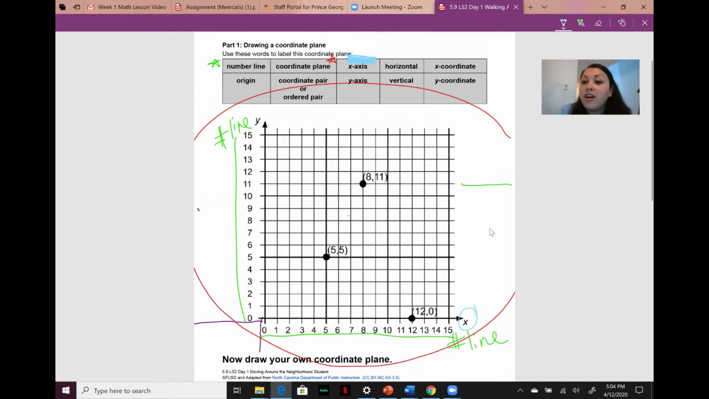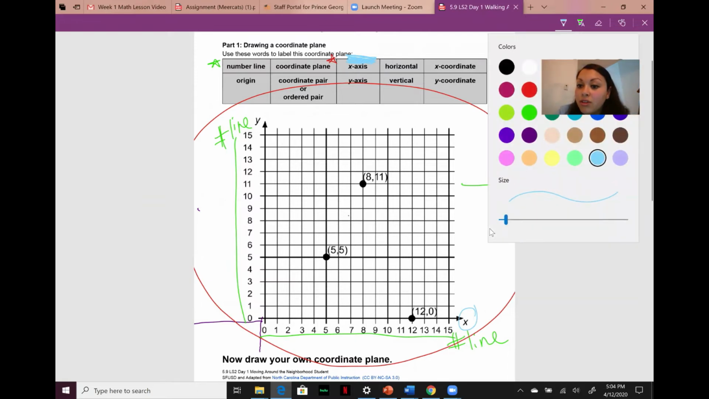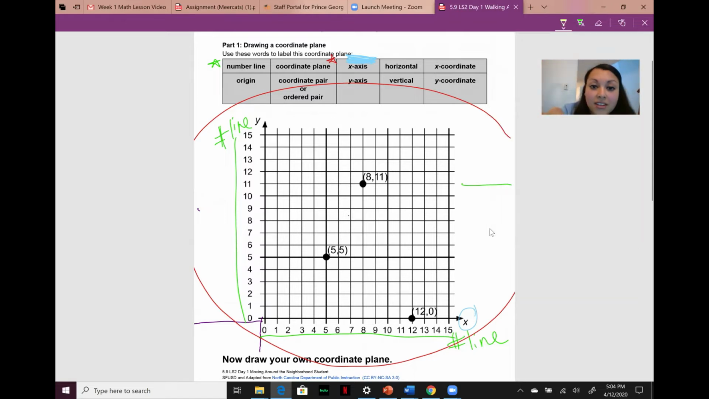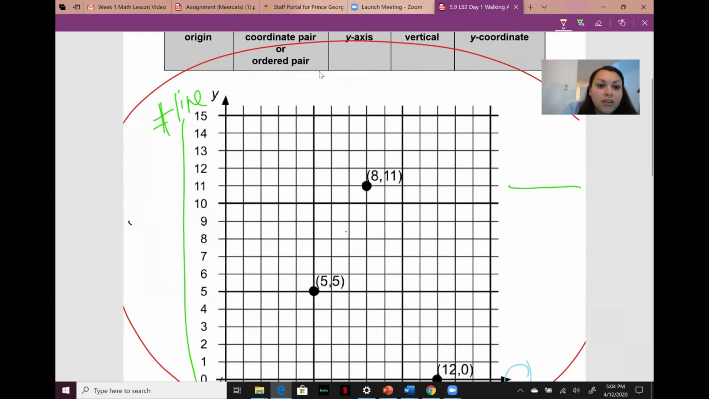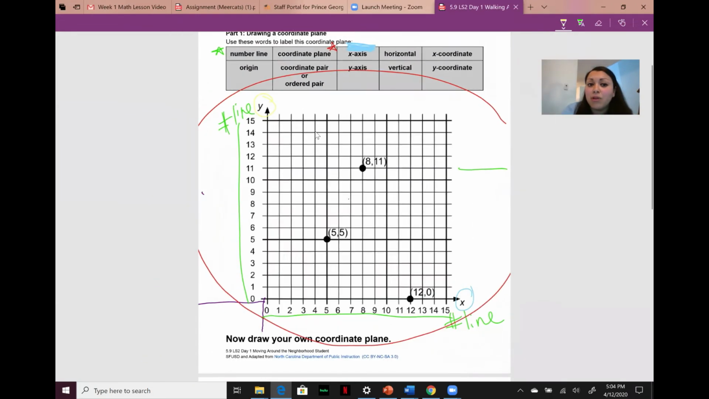Then we think our y-axis. Our y-axis, we look and we see it's right here. If I zoom up, it's right here. Our y-axis is the number line that goes up and down, which we know is vertical. So that kind of checks off the word vertical. We can also check off the word horizontal because we just said it was left and right.